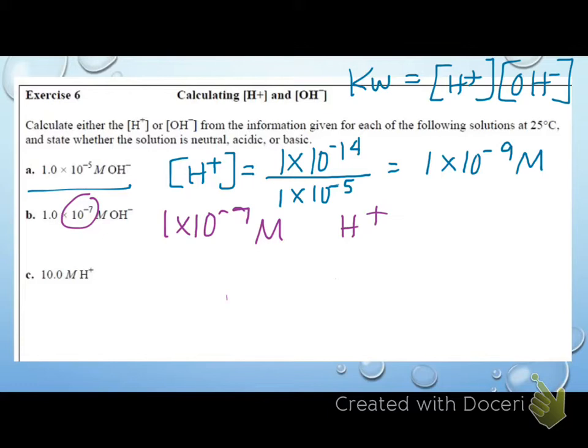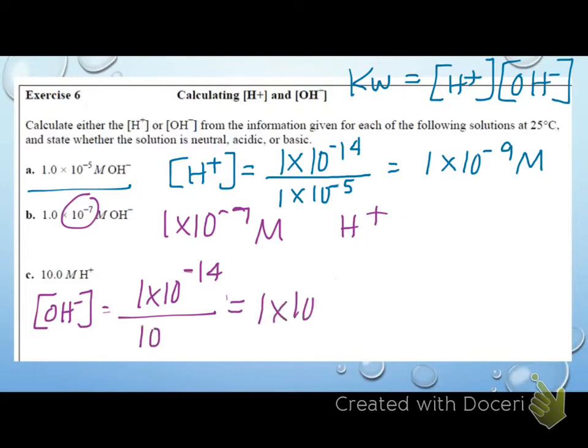In this case, in order to get the concentration, you're going to do that 1 times 10 to the negative 14, which is your Kw value, divided by 10. And so then this is going to be 1 times 10 to the negative 15 molar for your hydroxide. So we'll go back and say this first thing, your hydrogen concentration is times 10 to the negative 9, which is less than times 10 to the negative 7, so this is a basic solution.